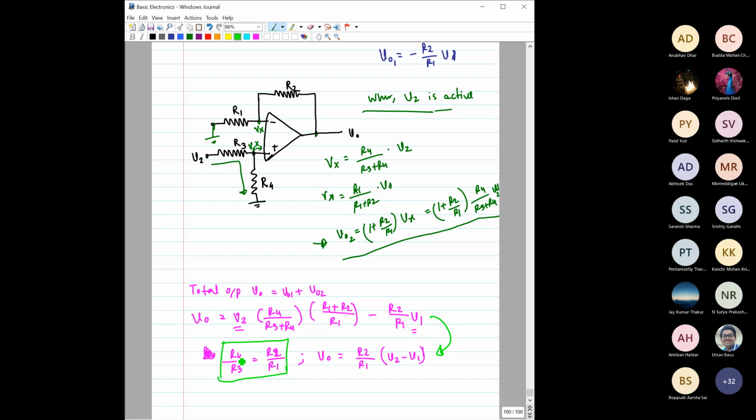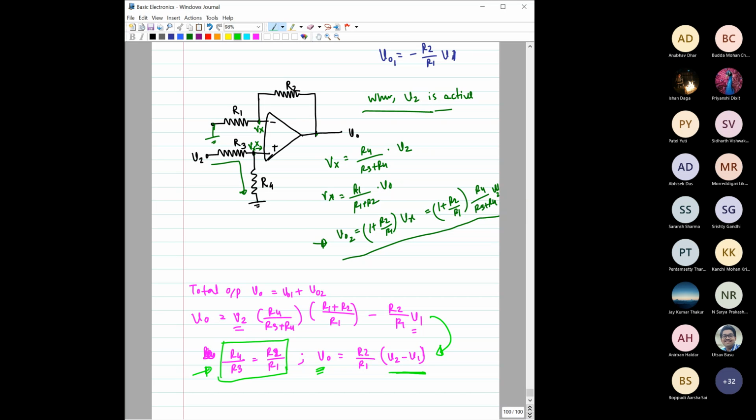So if we have this, it means we have to choose this R4 by R3 to be the same value as R2 by R1. Then what will we get? We will get the output voltage as the difference between these two input voltages. So that way you can see another operation, subtraction, can also be done using an op-amp circuit. I hope now the term operation is quite clear to you.